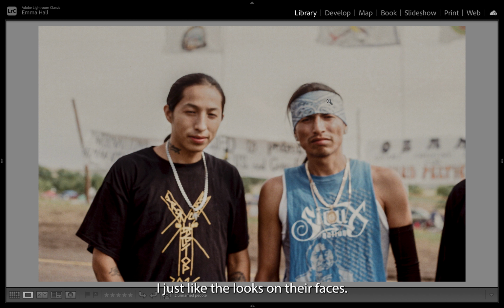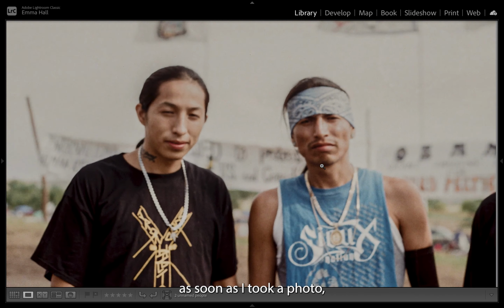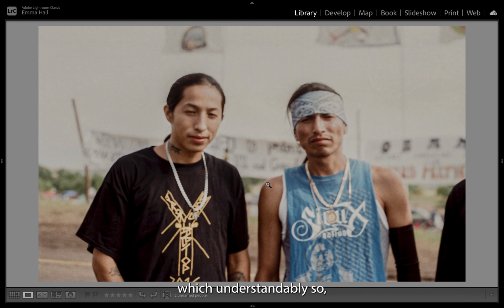I just like the looks on their faces, how this guy is just super sweet, and this guy looks, like a lot of people would put on kind of a protester face as soon as I took a photo, understandably so, which was kind of hard and mean mugging type of thing. So this guy definitely put on that front, and this guy's kind of, I don't know, he's got a nice face. And the flag is in the background. I really like this.